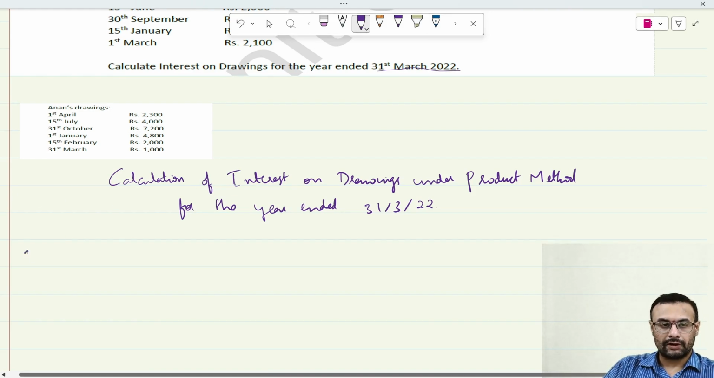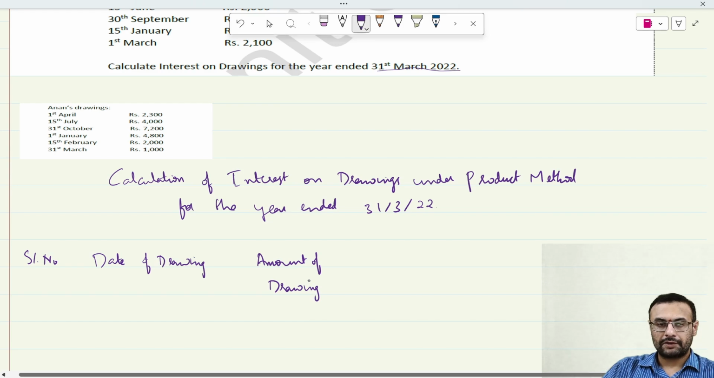Now what are all the columns? Serial number, then date of drawing, then amount of drawing. Please be careful, you should definitely write the word rupees over here. Then number of outstanding months. What is this number of outstanding months? It is the time gap from the date of drawing to year end.